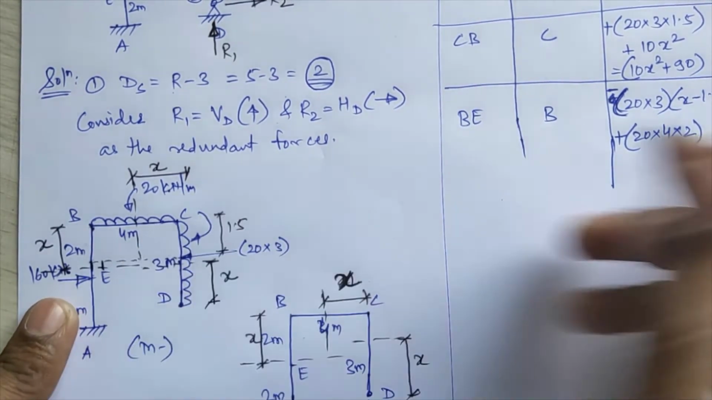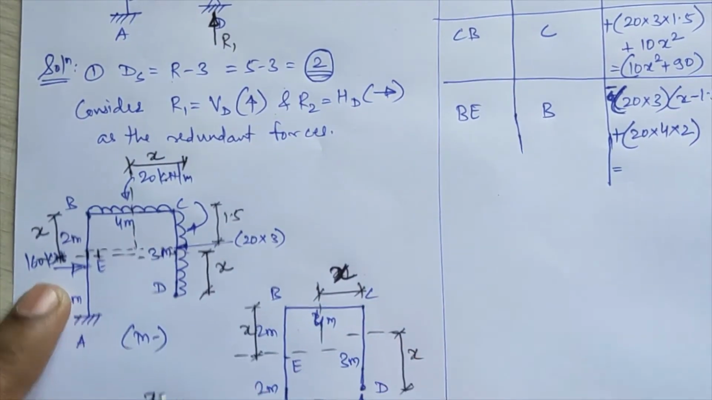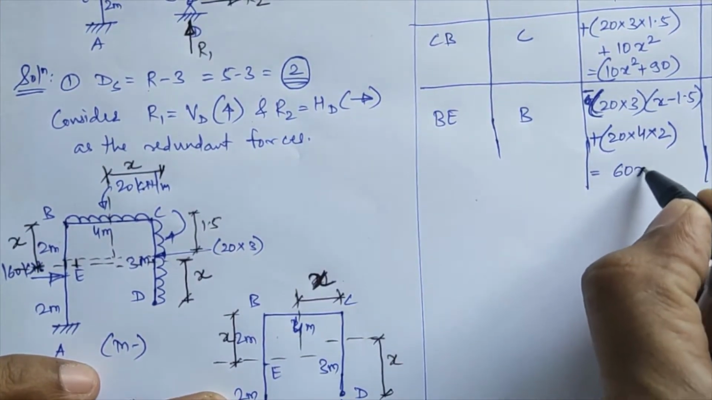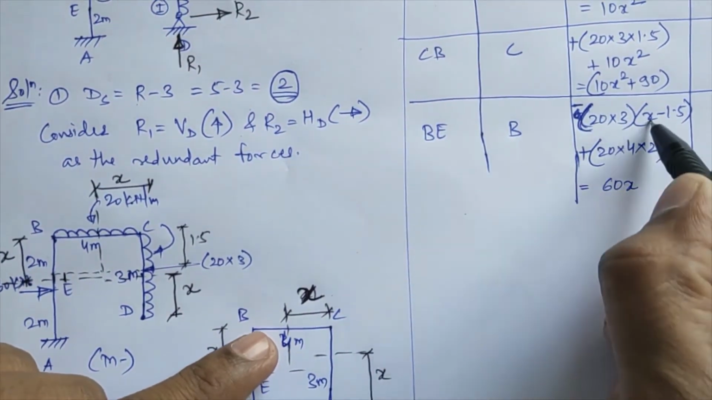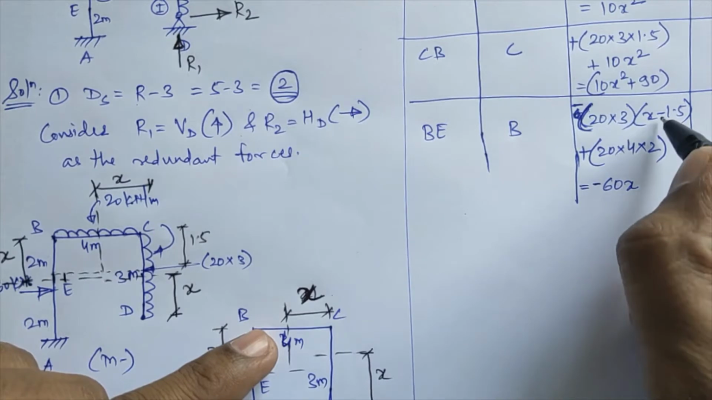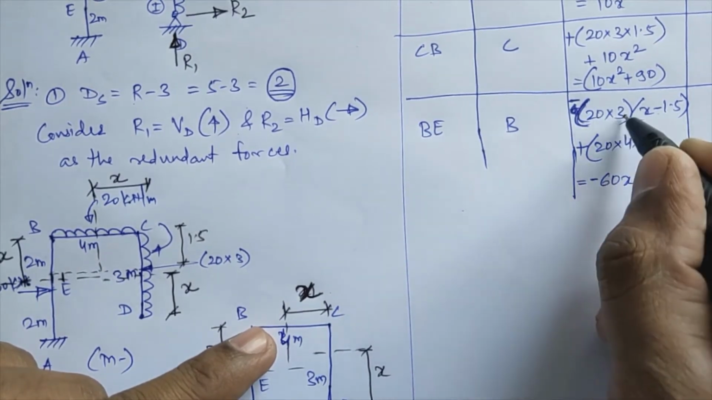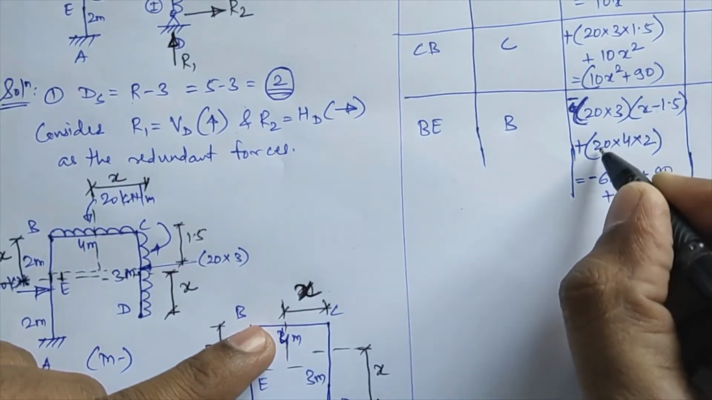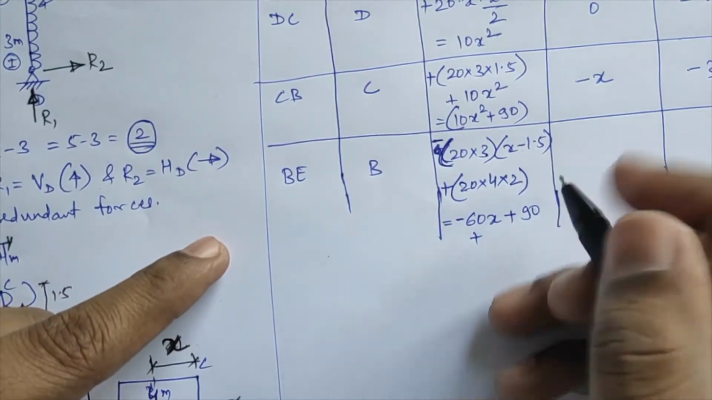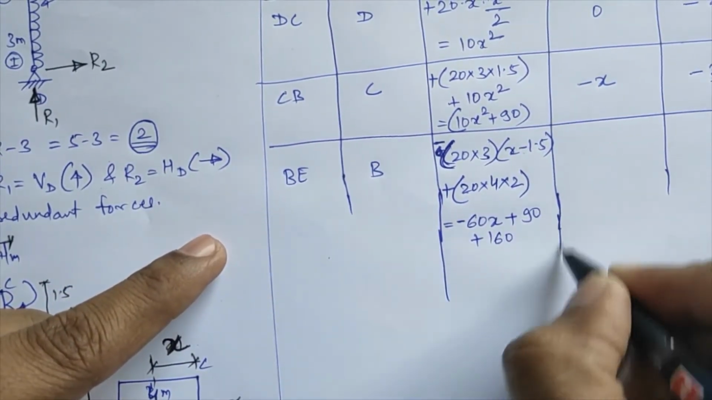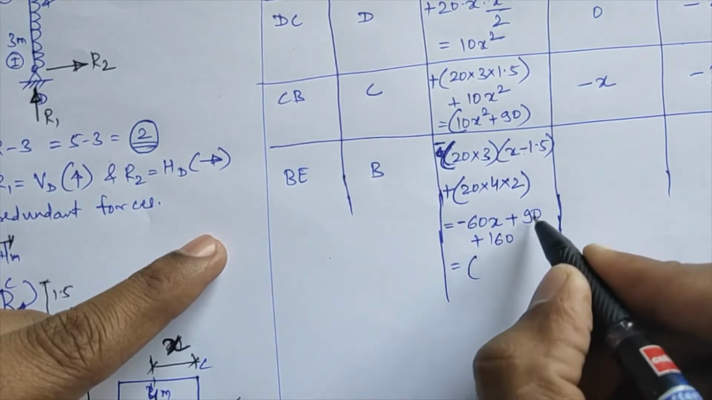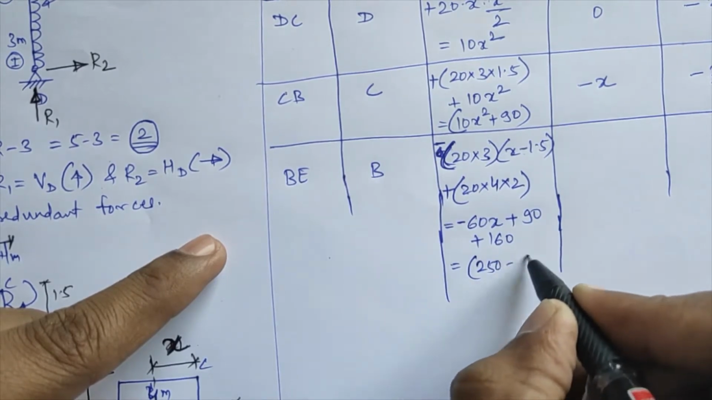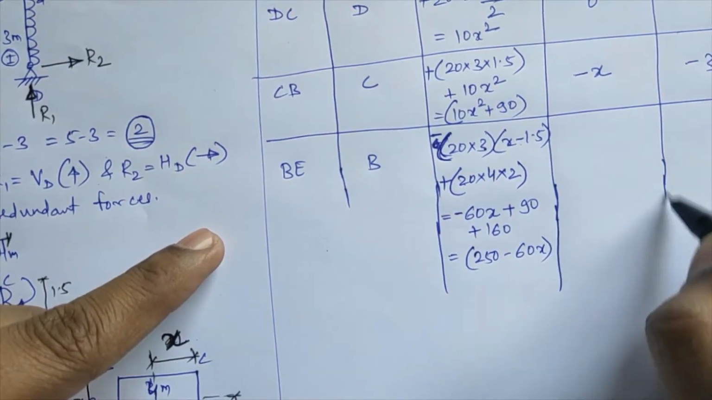Next, no loading is remaining, so this will be your final moment over here. If I simplify this, I have got 60x, this 20 into 3, that I will get as minus 60x, minus minus this will become plus, so 20 into 3 again 60, 60 into 1.5, that I will get as 90, plus 20 into 4 is 80, 80 into 2, that I will get as 160. So if I simplify this, I get 160 plus 90, that I will get 250. So 250 minus 60 times x will be the final moment value over here.